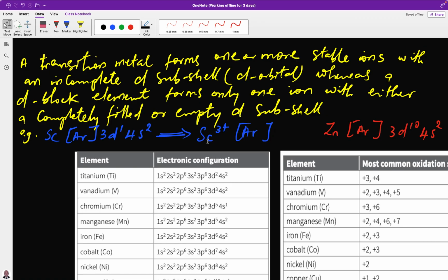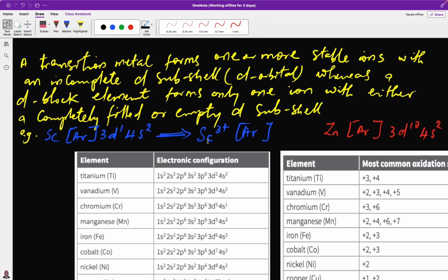Well, some examiners will take that. If you say a transition metal forms colored compounds, act as catalysts, form variable oxidation state, form complexes, whereas d block elements do not. Well, at a certain level, some examiners might take that. But what I give here is a transition metal. They form one or more stable ions with an incomplete d subshell, whereas a d block element forms only one ion with either a completely filled or empty d subshell.